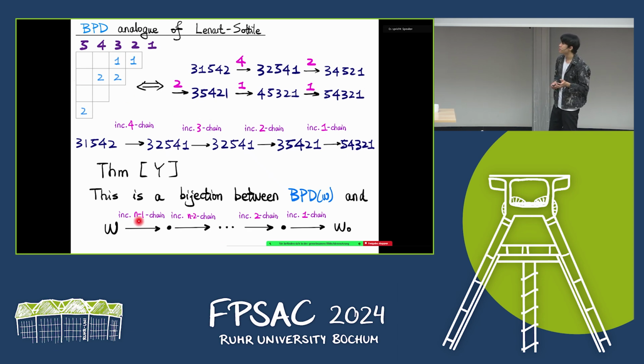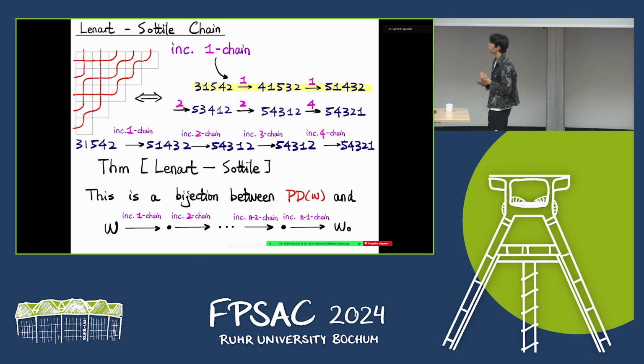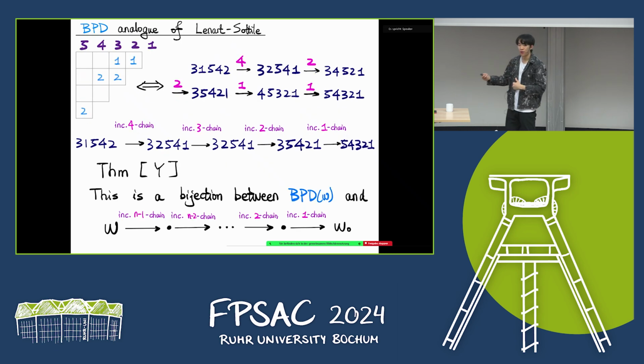So this time, I start from w, and then I take an increasing n-1 chain, n-2 chain, all the way back to 1. If you compare this, you can see that the only difference here is that I'm swapping the ordering of the labeling. So Lenart and Sottile would do 1, 2, 3, 4. But I'm going to do 4, 3, 2, 1. So in other words, I'm showing that pipe dreams and bumpless pipe dreams are somehow like a duo in this sense.